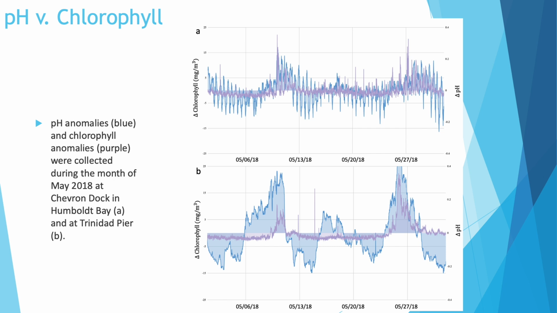However, if we look at Trinidad, we don't have that same tidal pattern in the pH and the chlorophyll, but we do see that as the pH drops, when we have that upwelling event, then we'll see that rise in the chlorophyll. And so that is what's going on here in Trinidad, whereas in Humboldt Bay, it's being controlled by the tides.